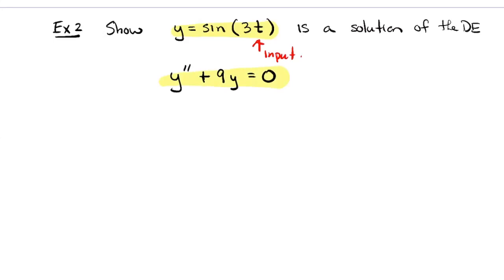Okay, but that's okay. It doesn't matter what the input variable is. In order to verify this, for this one, we have to twice differentiate the proposed solution because I have to plug in the second derivative. And then I'm going to add 9 times the function itself and see if I always get 0. So let's start by computing a couple of derivatives.